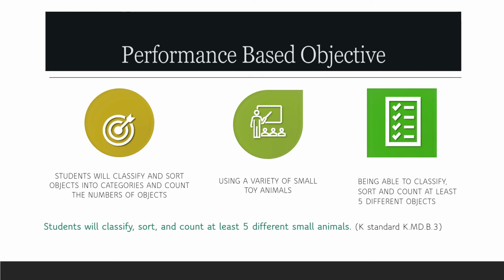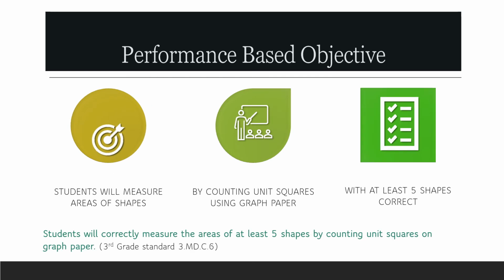And I'm going to set my criteria as being able to classify, sort, and count at least 5 different objects. So when I put this together in my objective, it's going to be: students will classify, sort, and count at least 5 different small animals. Let's do one more. Let's go to third grade. And the target behavior that we're going to use is that students will measure areas of shapes.